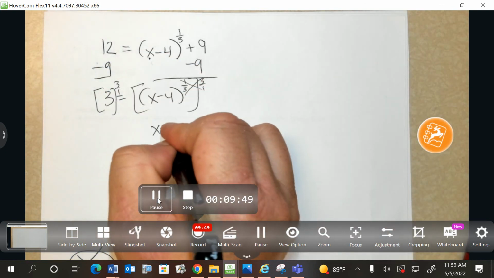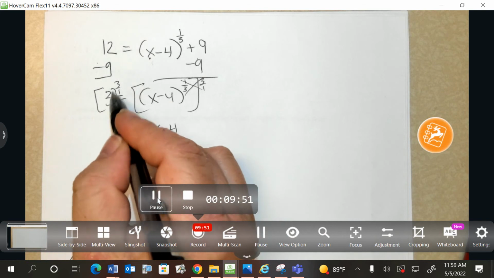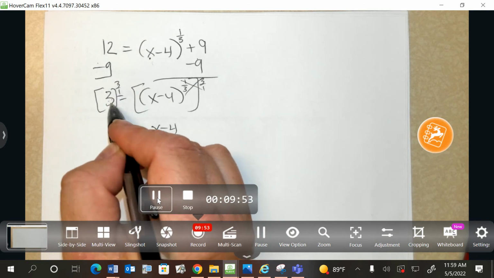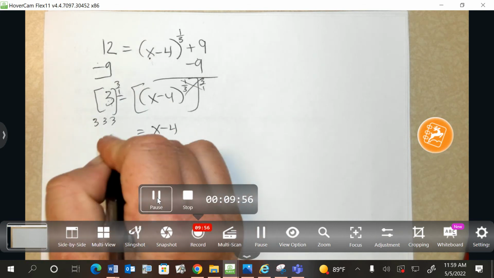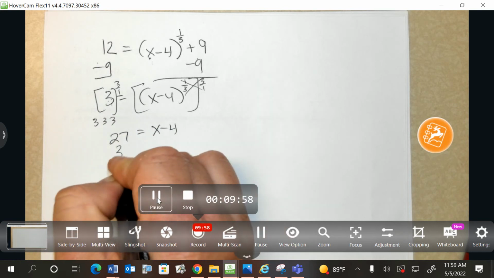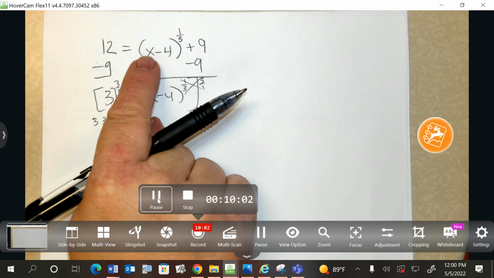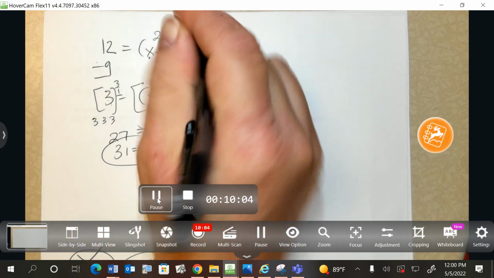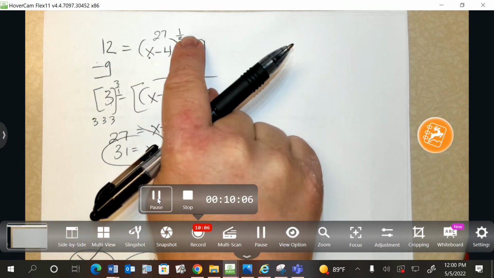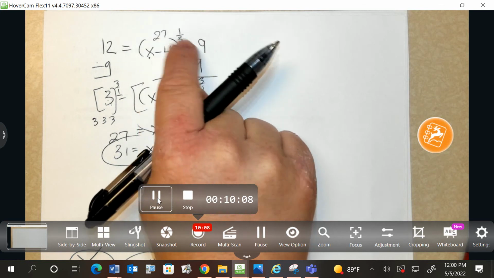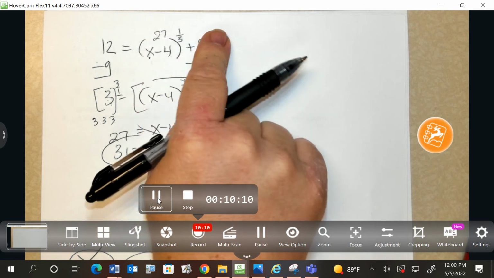So I bring down the x minus 4 on the right, and now 3 to the third. That means 3 times 3 times 3. 3 times 3 times 3 is 27. Add over the 4, and now I do need to check to make sure that this is correct. 31 minus 4 is 27. The cube root of 27, that means what times itself 3 times gives you 27? That is 3. And 3 plus 9 is 12.